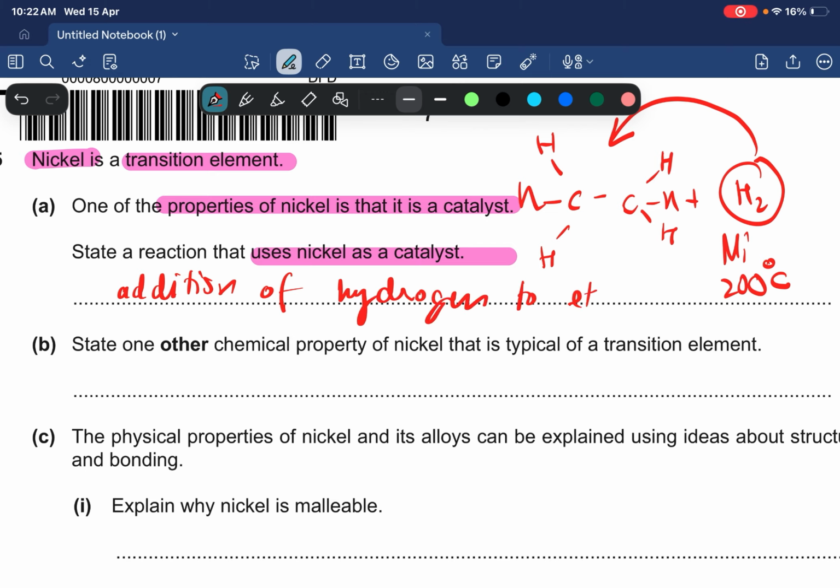It can be propene, butene, pentene, hexene, heptene, octene, nonene, whatever kind of alkene you have. If you add nickel and hydrogen to it, the double bond in the alkene is going to break.